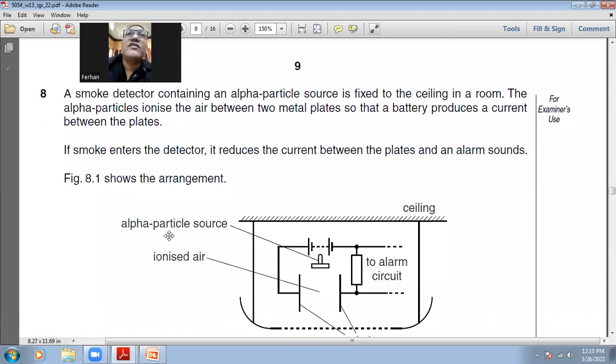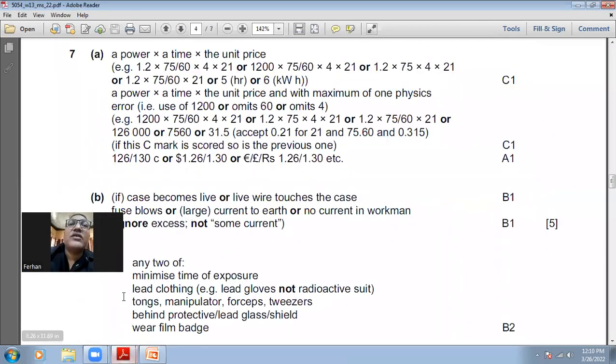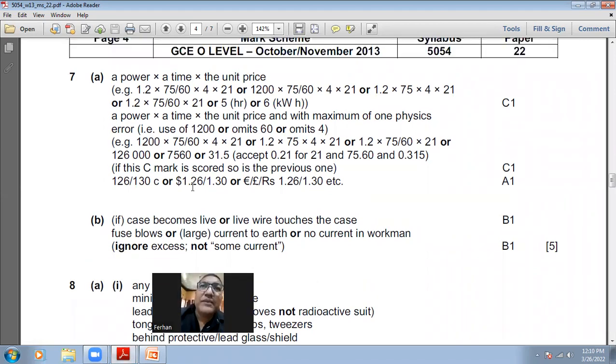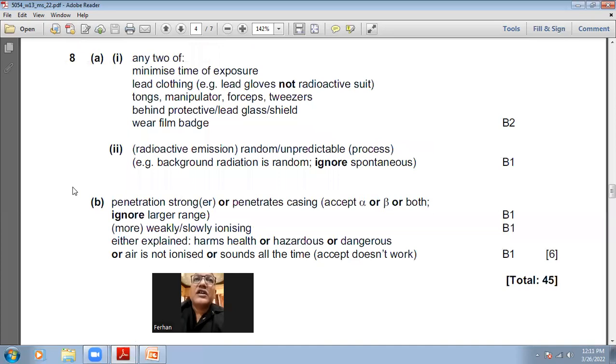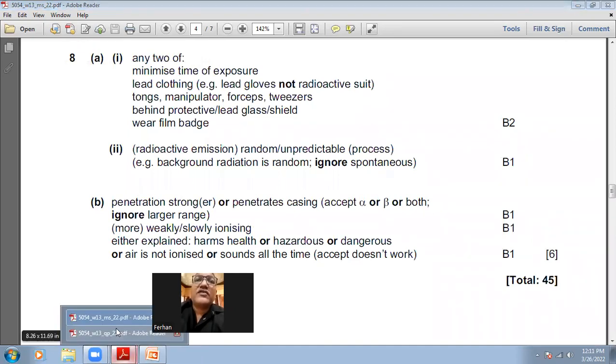Next, question number 8 will be showing up on your screen. So let's have a look at the marking scheme. My dear students, the marking scheme for question number 7 is showing up. This is our answer. $1.26 is the right answer. And: case becomes live, wire touches the case, fuse blows, current to earth, and no current in the workman. So our answer is right. You can pause the video and check the marking scheme. Our answer is perfect. So we are moving to the next question.